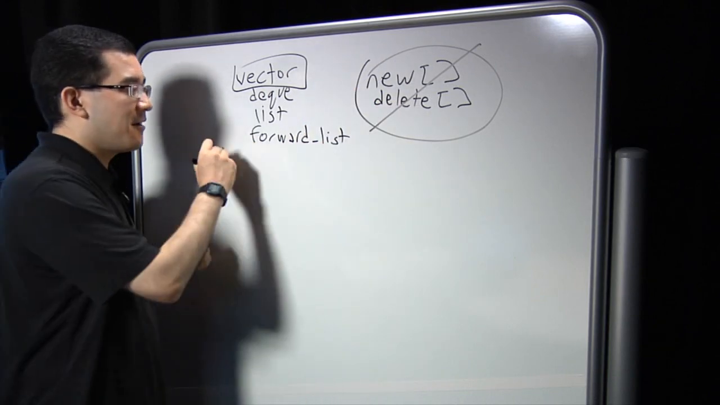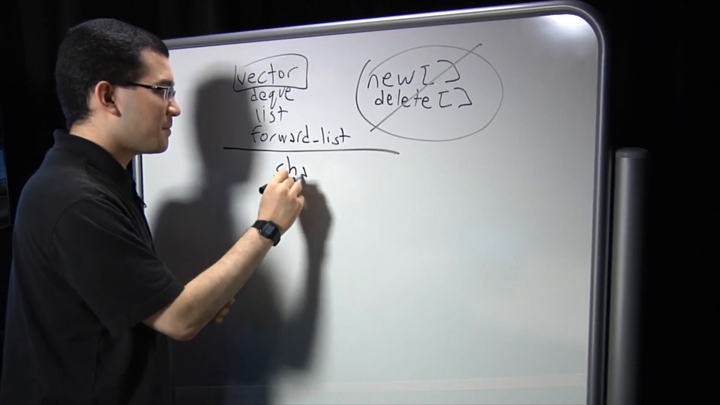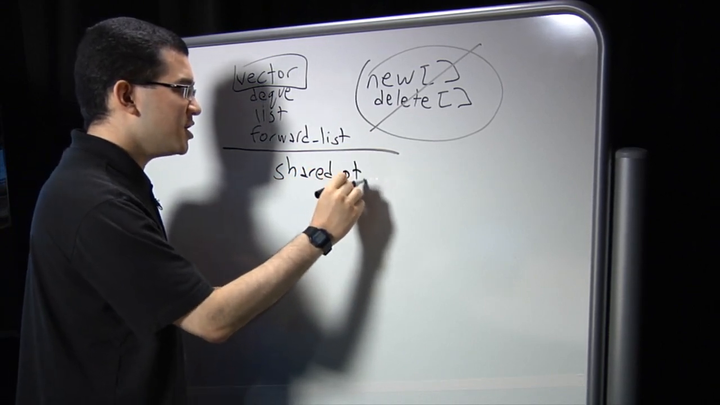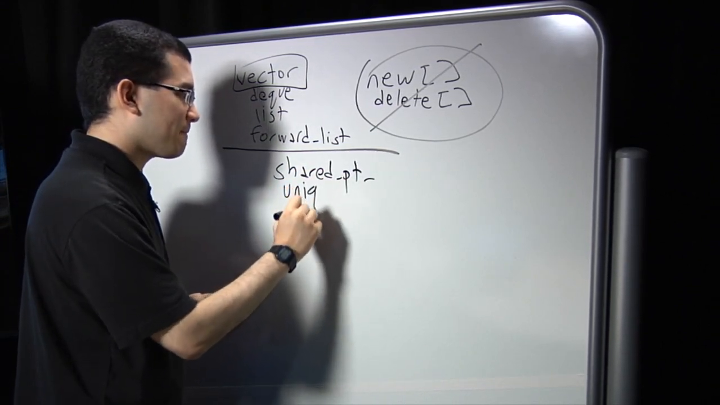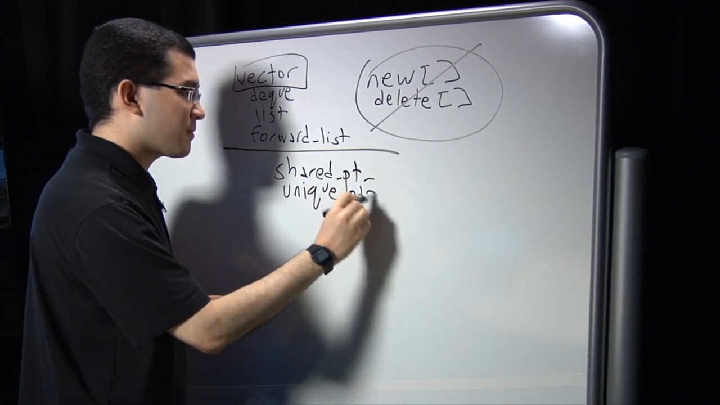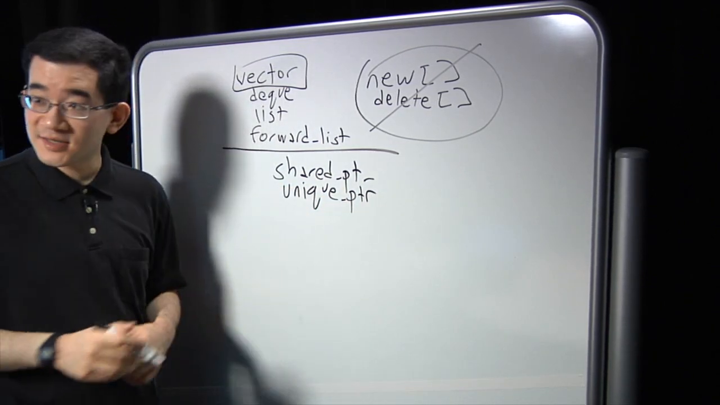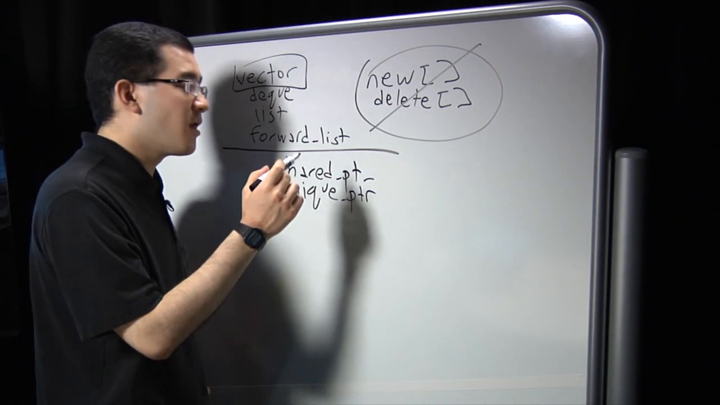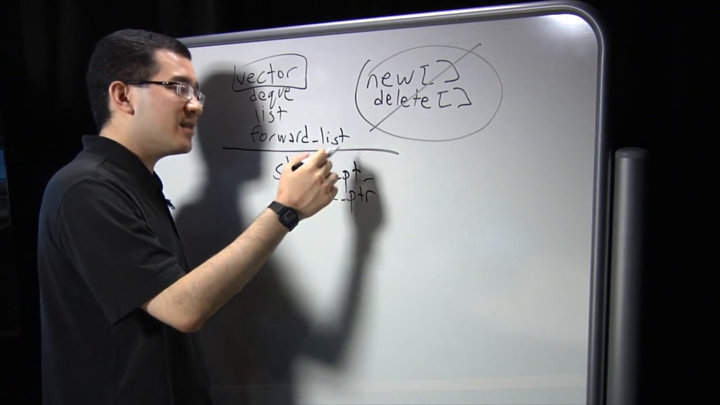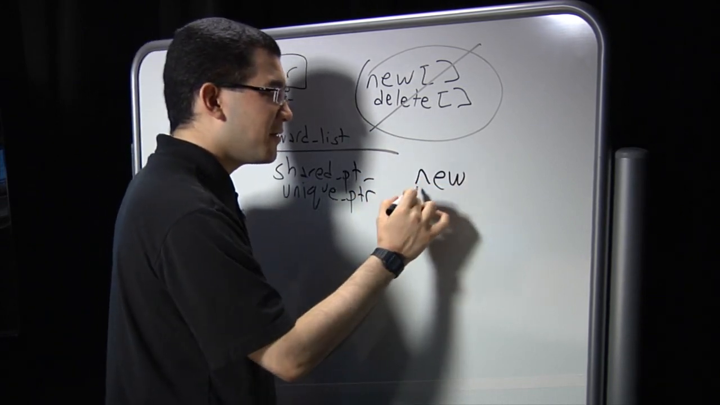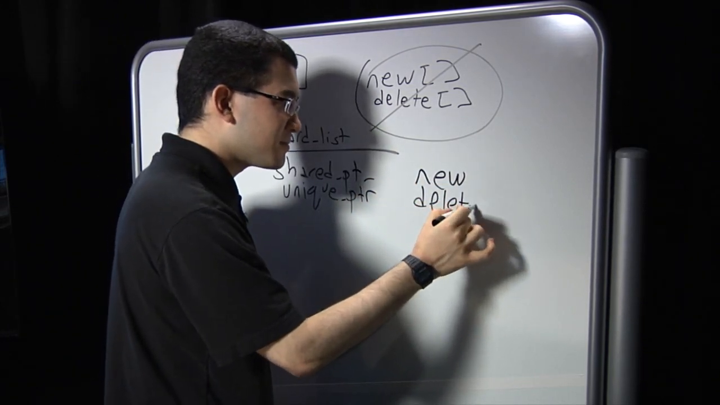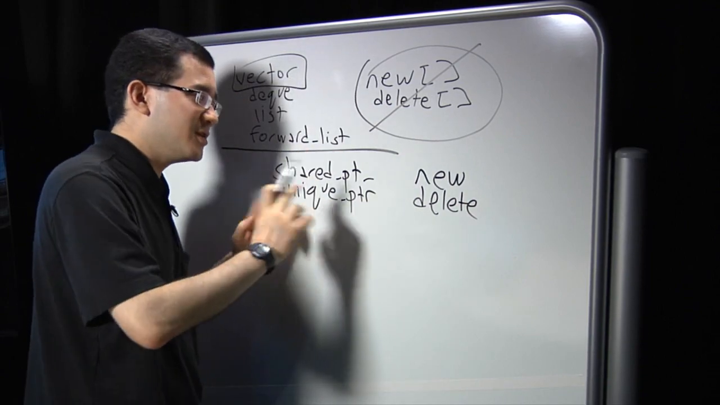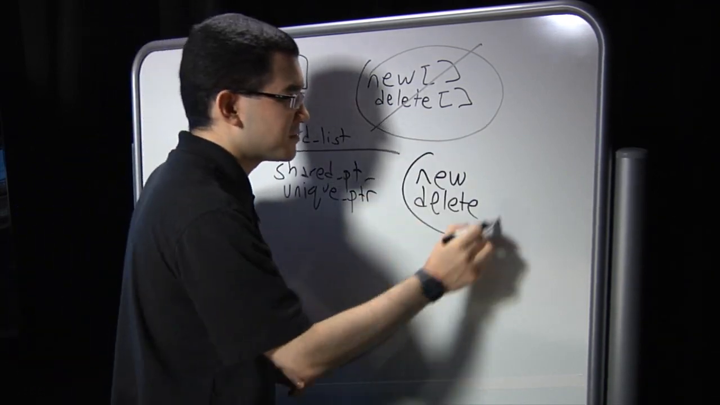Now we're going to talk about shared pointer and unique pointer. And these are in C++0x and VC10. Shared pointer was originally from the Boost open source library. And you should be using these instead of new and delete, or giving new to unique pointer immediately and then doing nothing else with it.